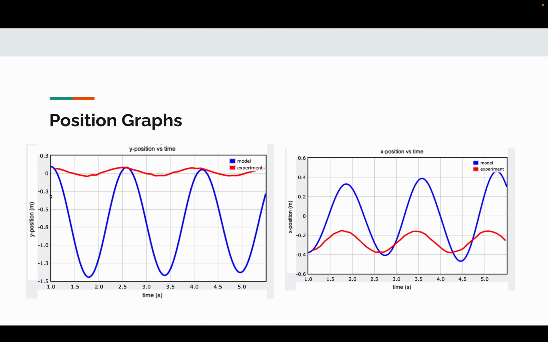And so here are the position graphs. Like I said earlier, they all follow harmonic motion, but these amplitudes are very different, which is described in errors later. But you can see that the x position and the y position generally follow this pattern of a sine wave. And the little bumps there are mostly due to human errors in plotting the points.